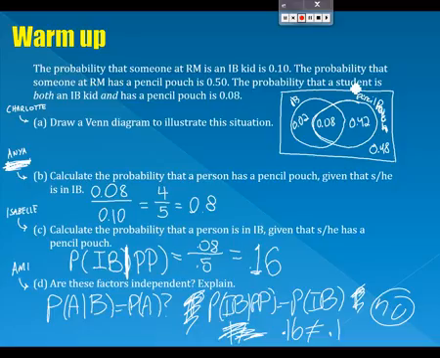It means that we're restricting our attention in this part B to only those people who are at IB. So can you imagine, tunnel vision, right? This is your world now. This is your world right here. That's all there is. And in that world, what's the probability that you have a pencil pouch? And the answer is, well, it's this region, the area of this region, divided by the area of this region.